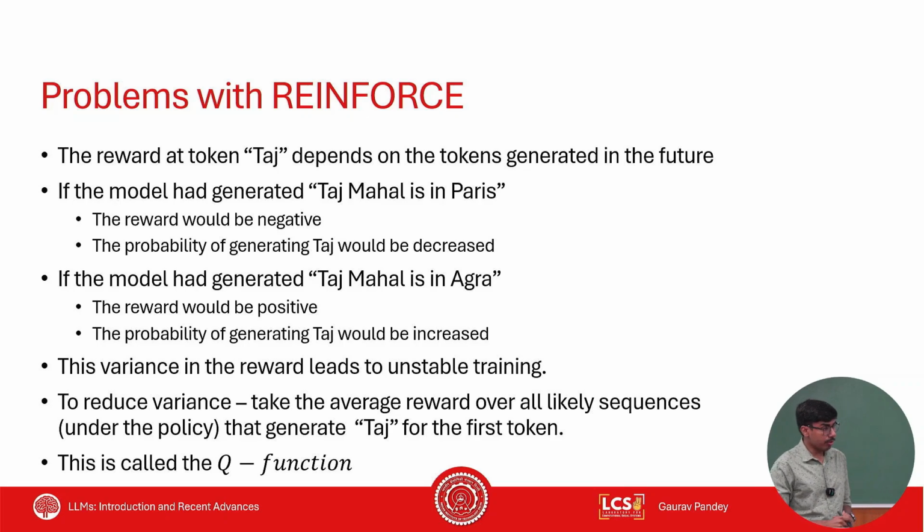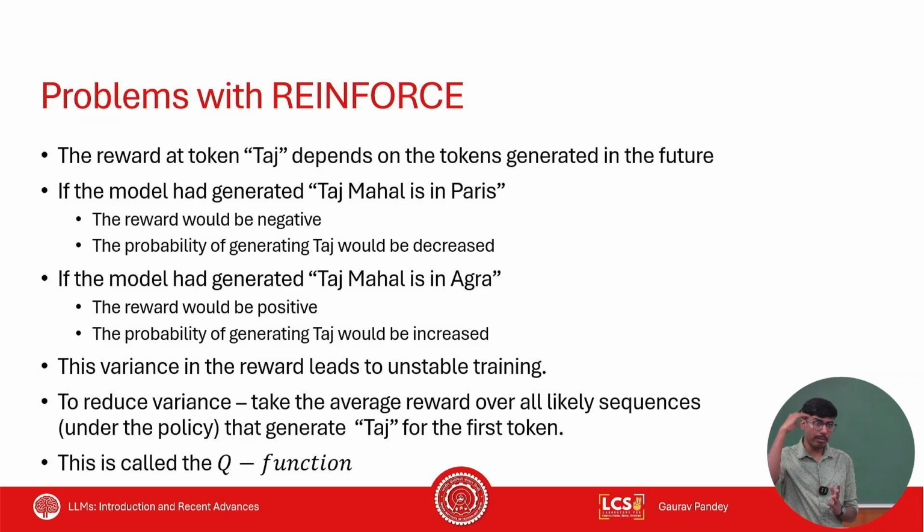So what do we do? I want to reduce this variance. Think about it: you don't want the weight that the word Taj gets to depend on what gets generated in the future. Can anybody think of a way? You have so many sequences that are possible from a given token, and you want to somehow remove the dependence on the random sequence that you end up generating. You don't want the reward to depend on which sequence you ended up generating.